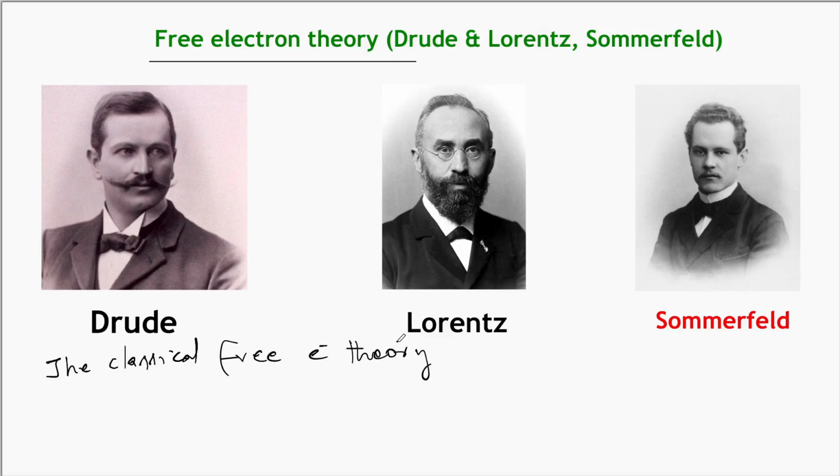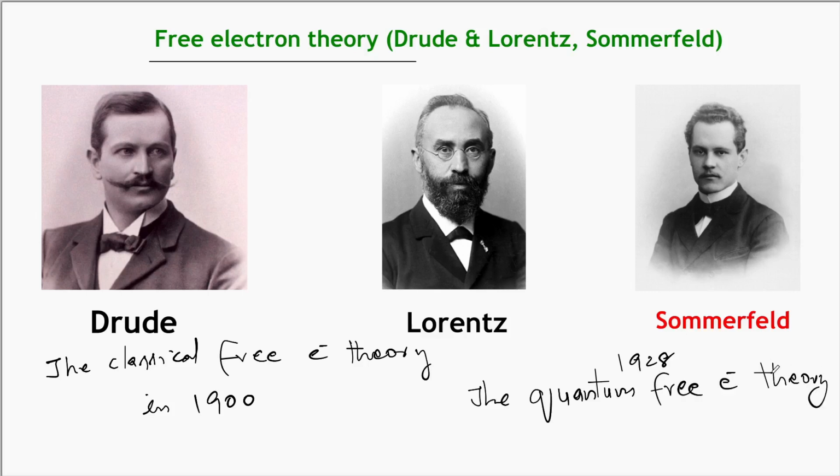This theory was proposed by Drude and Lorentz in 1900. The classical free electron theory failed to explain some of the experimental observations. Therefore, in 1928, Sommerfeld proposed the quantum free electron theory.